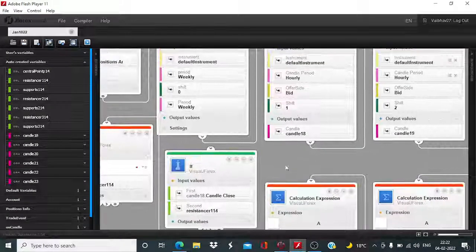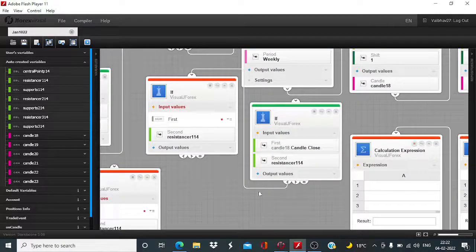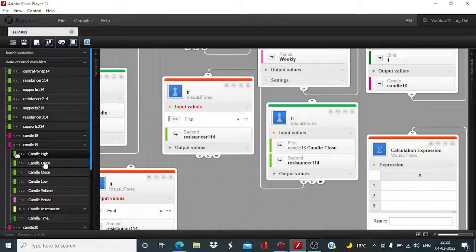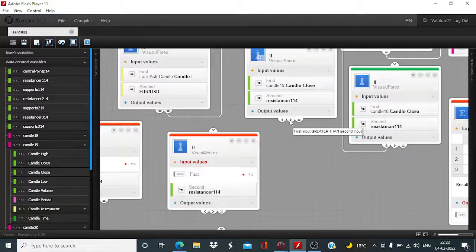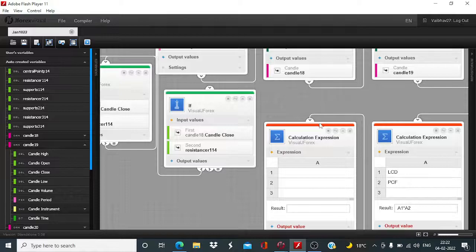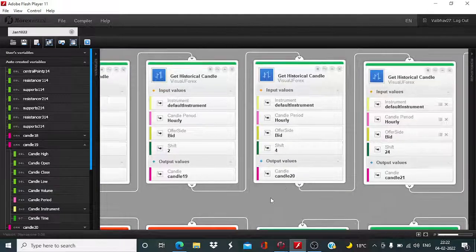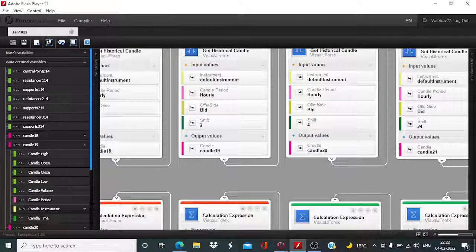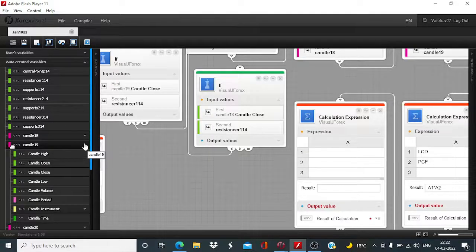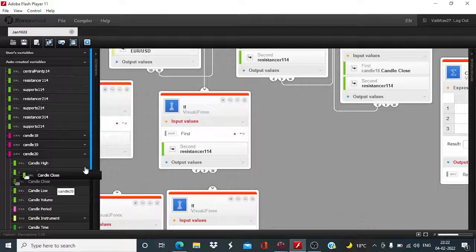Then we consider the penultimate hourly candle, which has a look back period of 2, and it should have closed higher. So candle 19 candle close. Here the condition is going to be that the first input is greater than second input, and then we compare the hourly candle which had closed 4 hours back. So for that we need candle 20 candle close level. Candle 20 candle close.